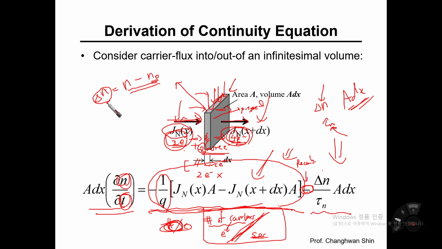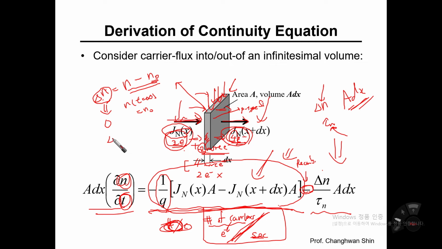So this number, delta n, would become zero as time goes on forever, because the injected electrons would be recombined with the holes at time infinity. If time is infinite, then all the injected electrons would be recombined with the holes, so delta n would become zero. In other words, n at time infinity should be equal to n naught, because everything would asymptotically move toward the equilibrium state.